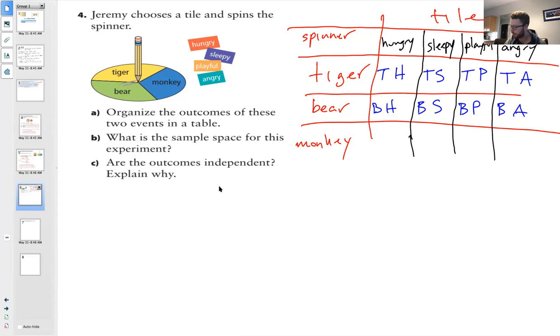Okay, lastly, we'll fill out our monkeys. So hungry monkey, watch out. Sleepy monkey, playful monkey, or an angry monkey. Okay, so that table there is going to be representative of our sample space. However, for today, I'm going to make you guys write down the sample space, okay?